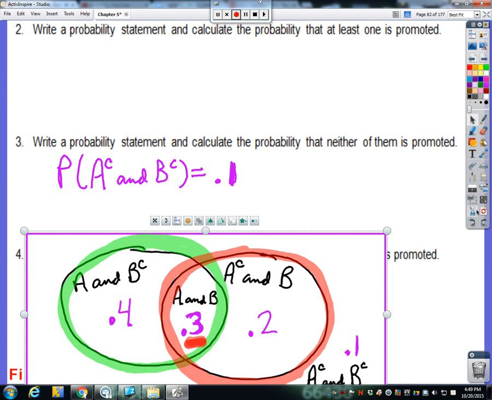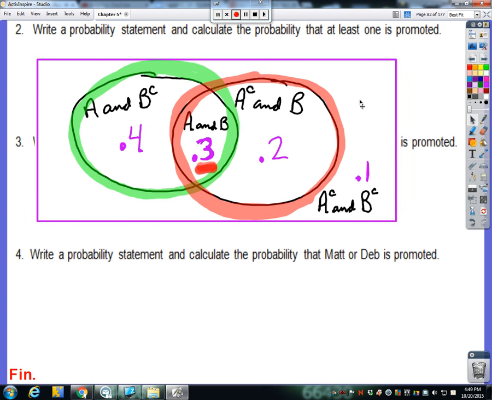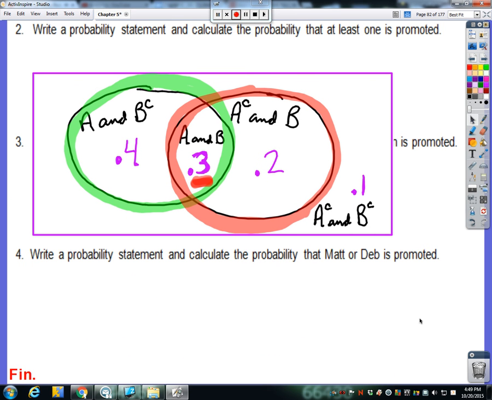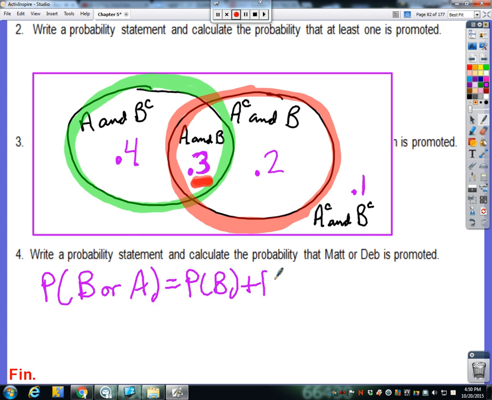All right, let's finish our last problem here. Write a probability statement and calculate the probability that Matt or Deb is promoted. Well, that's really what we've already done in problem 2, right? The probability that Matt, Matt is B, so really we're saying B or A, but that is again equal to the probability of B plus the probability of A, but we got to consider any overlap of A and B.